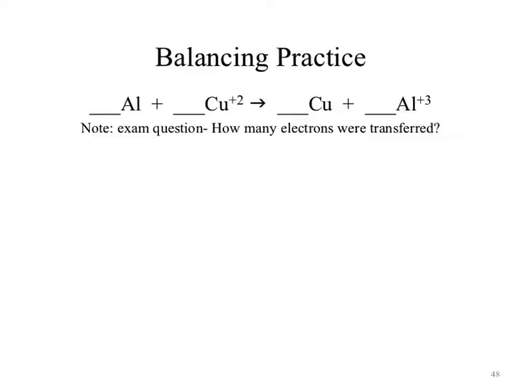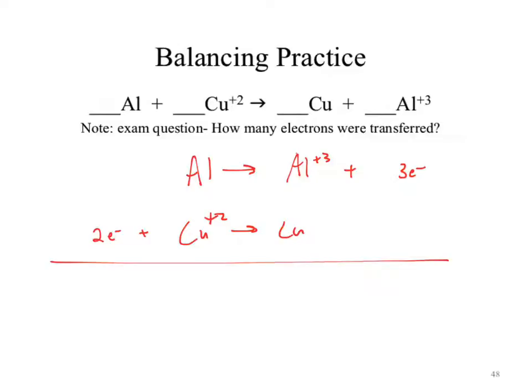Next one. Here you go. Do this one. Balancing practice. Okay? And the reason why I'm asking this one is note the exam question. The question will be how many electrons were transferred in the course of this reaction. Balance it out. We add our electrons onto the sides. The electrons would not cancel, so it's not balanced. Okay? We need to make sure those electrons equal each other.